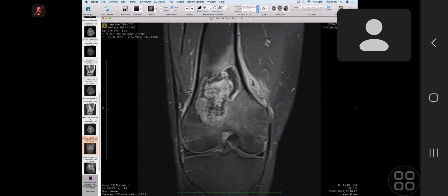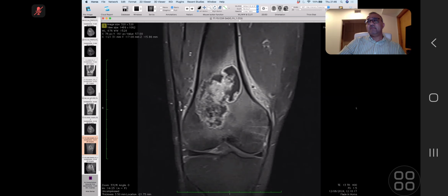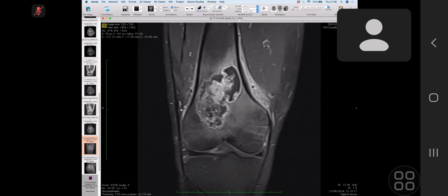So there is heterogeneous enhancement of this lesion with some areas which are non-enhancing, and along with that, I can see some enhancement along the cortical surface as well, which could be periosteal reaction. It makes you think, is it common with metastases? That's correct. No, with metastasis, it's not that common, although.